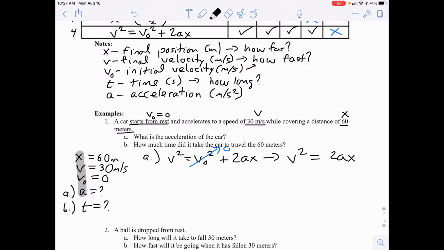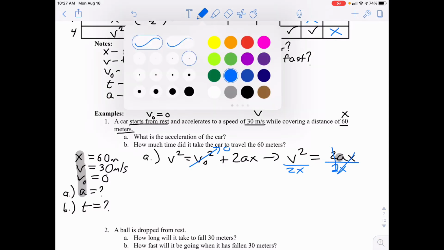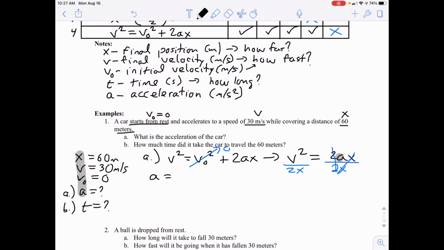Much smaller, much easier to work with. Well, if I'm trying to solve for a, then I've got to get rid of the 2 and the x. So I can divide by 2 and I can divide by x simultaneously. 2 cancels, x cancels, a is now by itself. So for part A, a becomes v squared over 2x. Plug in our numbers. V was 30 squared over 2 times 60. Now 30 squared is 900 over 2 times 60 is 120.